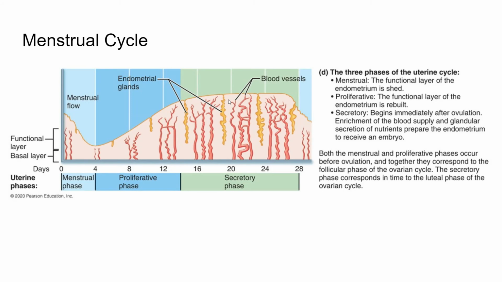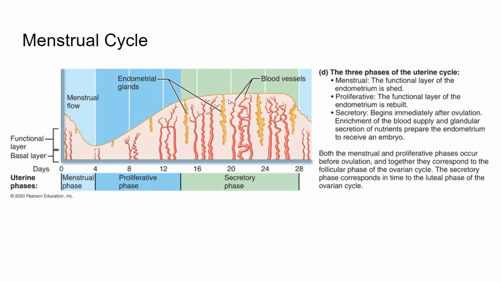You pair this with the menstrual cycle, or sometimes you'll see this called the uterine cycle. Actually, I think uterine cycle is probably used more frequently now, but it basically has to do with the lining of the uterus, namely the endometrium. And for the endometrium, there are 3 parts to this.